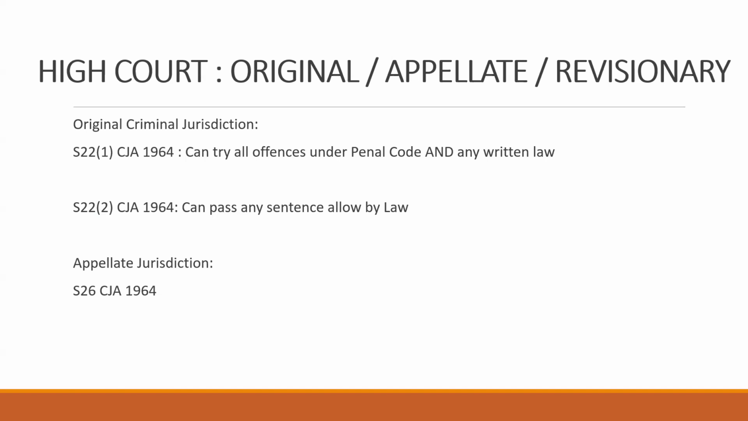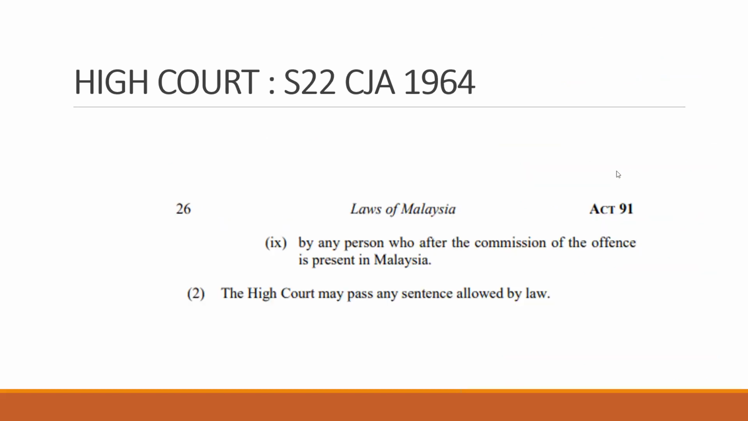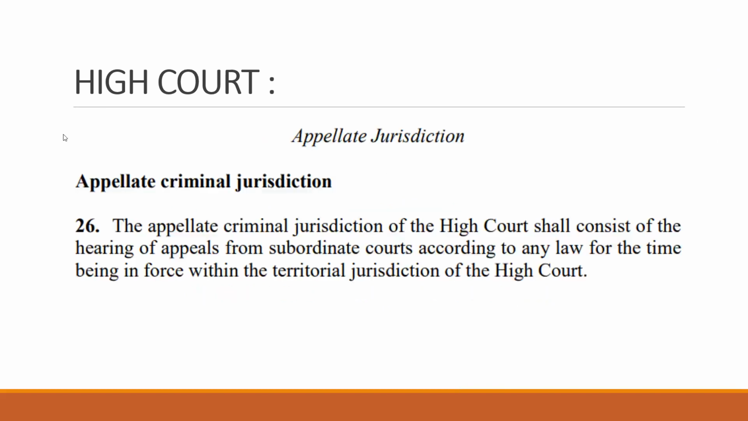Okay, per case. And it has appellate jurisdiction under section 26 of your CJA to hear appeals coming from the magistrate court or session court. So this is what it means. If you have time, I strongly urge that you go through this section 26 CJA thoroughly. So this is section 26 on appellate jurisdiction.